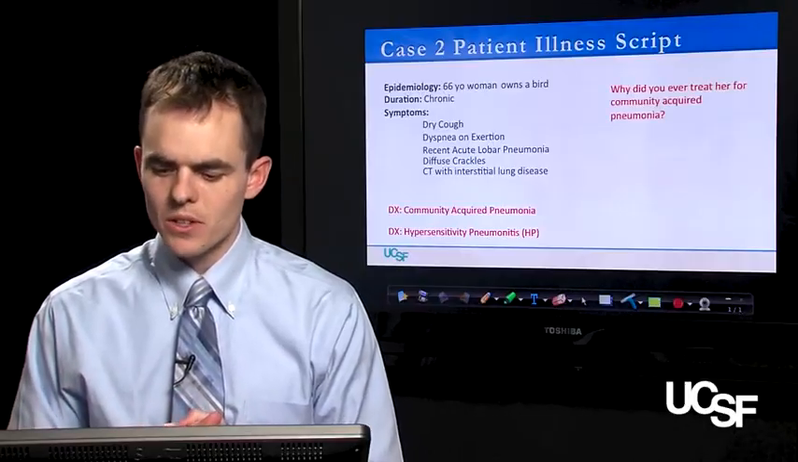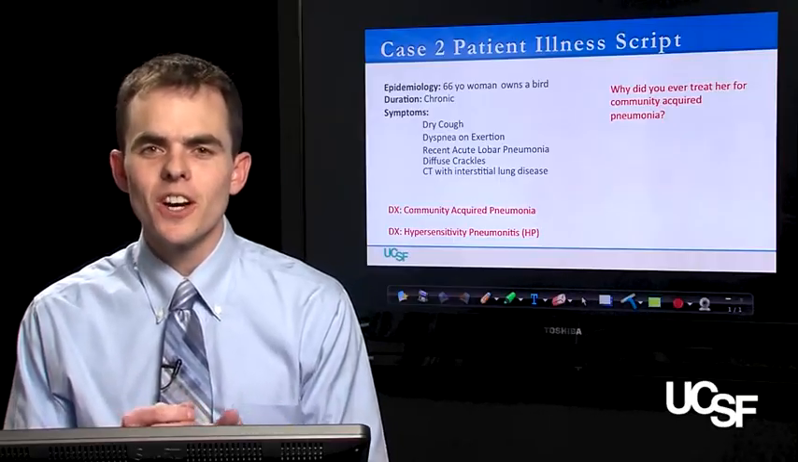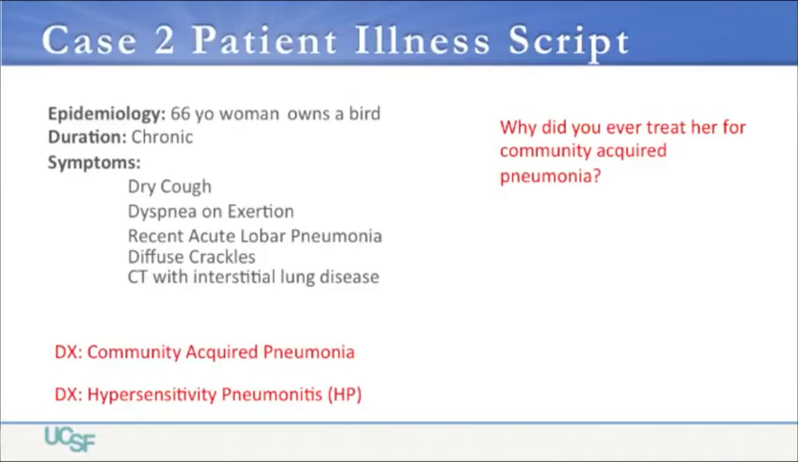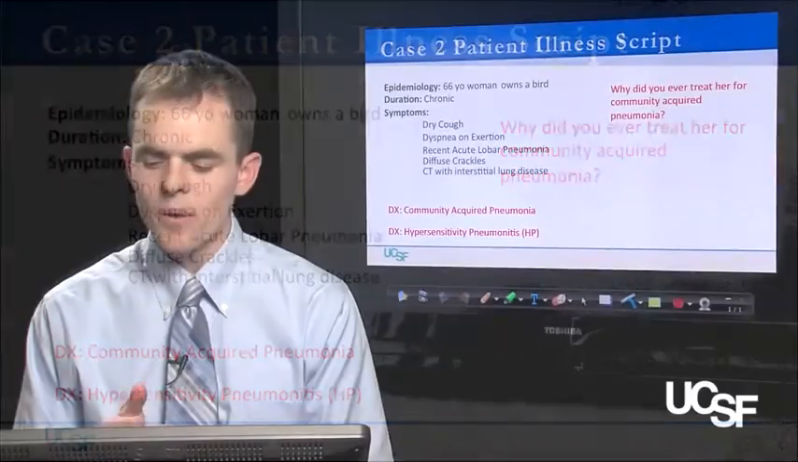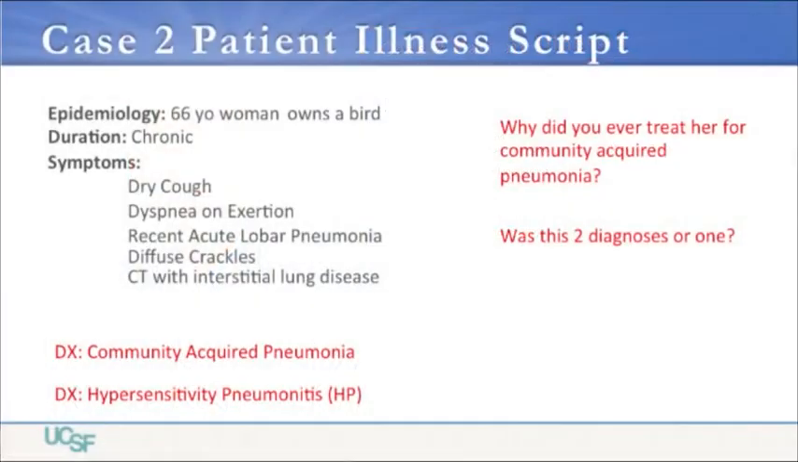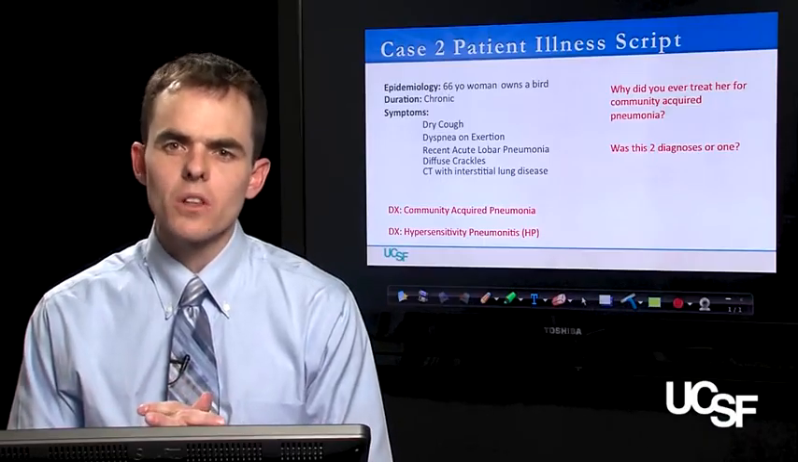Well, you could say, great, I came to the final diagnosis anyway. But let's imagine that somebody looks over the case and it turns out the patient got C. difficile colitis or a drug rash and says, why in the world did you ever treat her with antibiotics for community-acquired pneumonia when we know that she had hypersensitivity pneumonitis? Or let's say someone takes interest in the case and asks, do you really think this was community-acquired pneumonia and hypersensitivity pneumonitis, or was this just hypersensitivity pneumonitis all along?